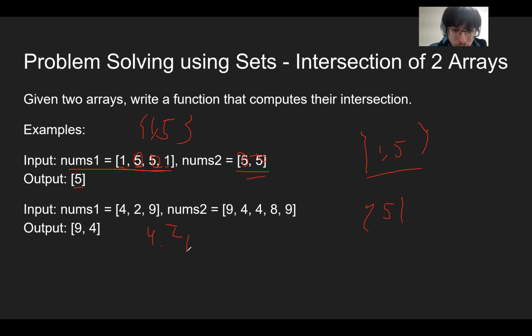Now, the interesting thing to notice is that, since we're taking the intersection, if an element exists in both arrays, then it's going to exist in the intersection. Otherwise, it can't. So what that means is that the elements here have to be in this set, right? If they're not in this set, then that won't quite work out for us.